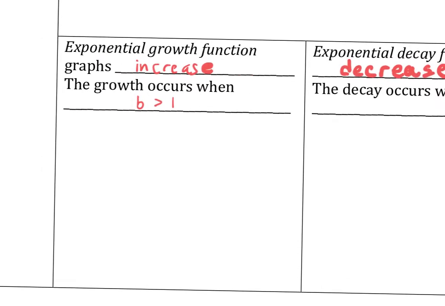So let me give you an example of that, right? So f of x is equal to, just making something up, 3,000 times, and here's my b, 1.04 to the x power. So here we have an initial population of 3,000 and a 4% growth. In other words, 104% happens every year. So that's called a 4% growth.